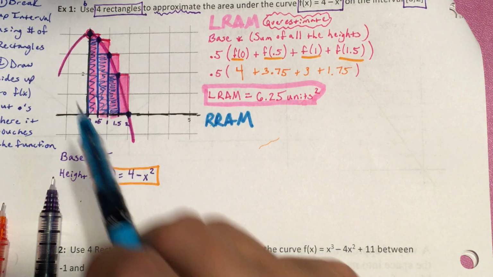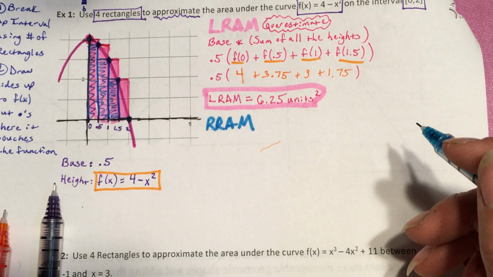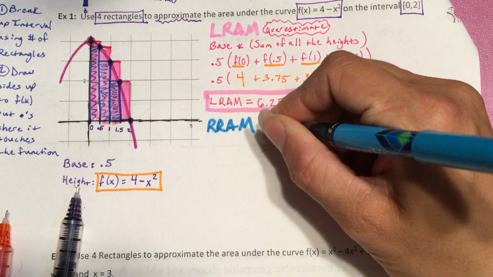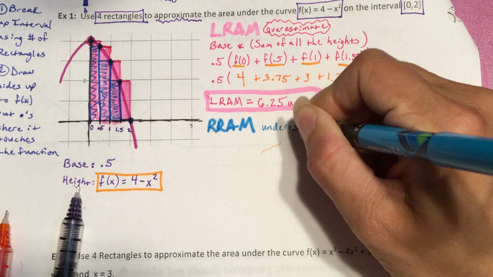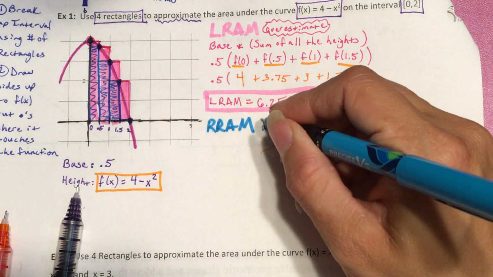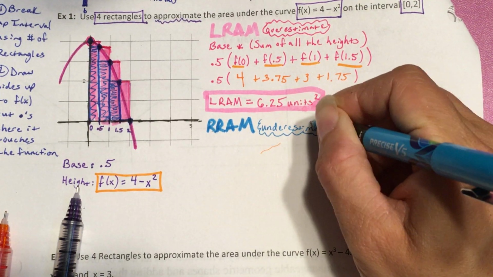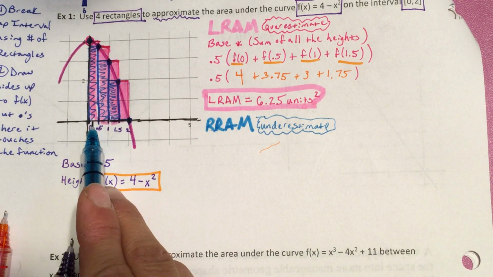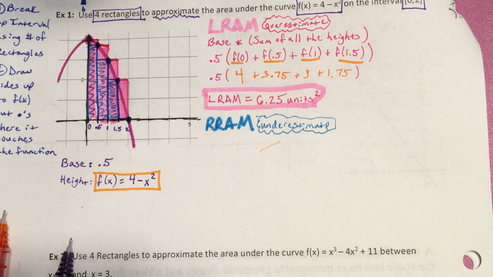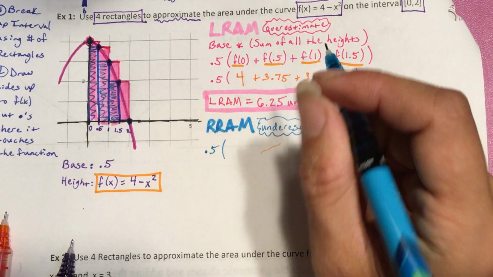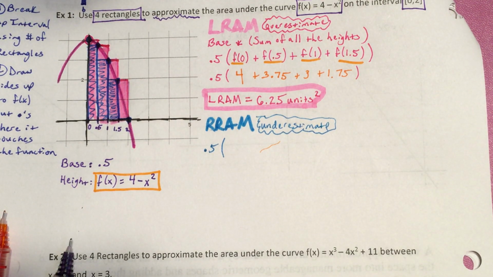So looking at those blue rectangles we have colored in, it looks like RRAM is going to be an underestimate, as opposed to our LRAM, which was going to be an overestimate of the actual area. So for the RRAM, our base of each of those rectangles is still going to be 0.5. So there's our base. And now we are going to find each of the heights of those rectangles.